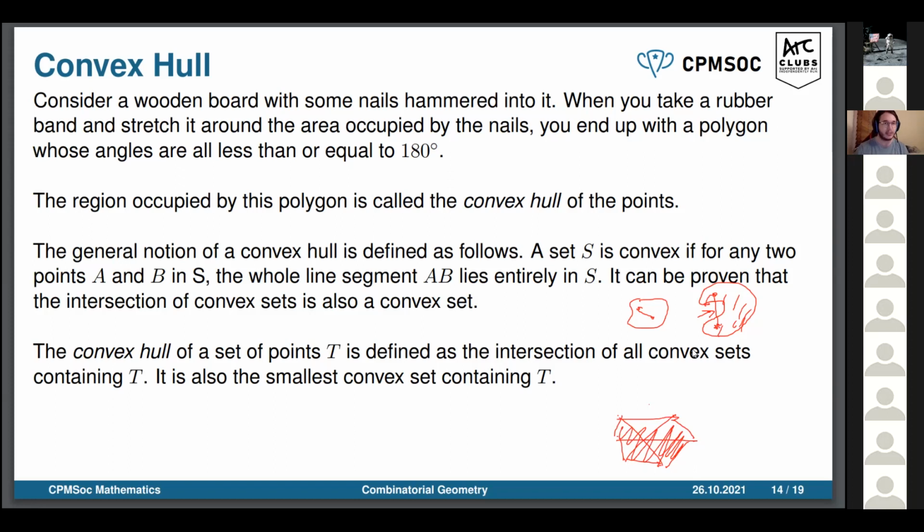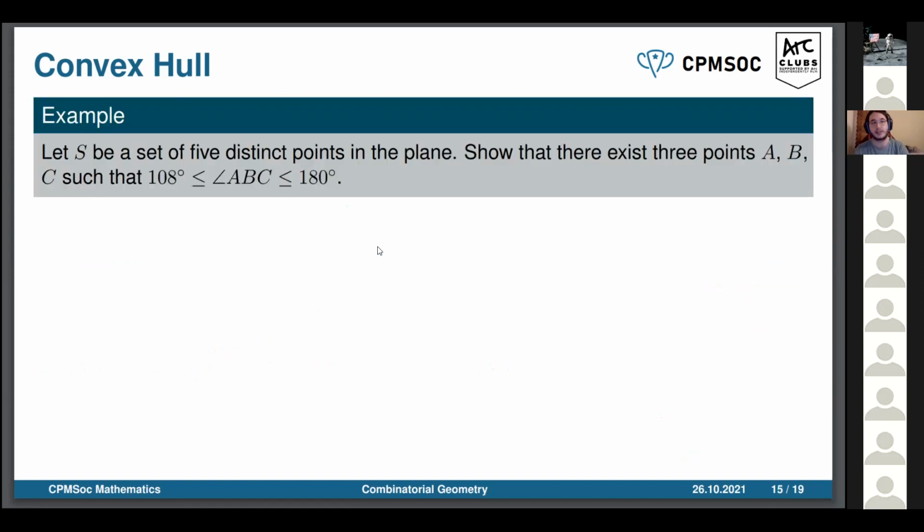But generally, we won't really need the definition of a convex hull. We'll more be looking at these kinds of properties. The fact that it's a convex set means that between all of these points, the angle is less than or equal to 180 degrees, right? So let's take a little bit of a look at an example.